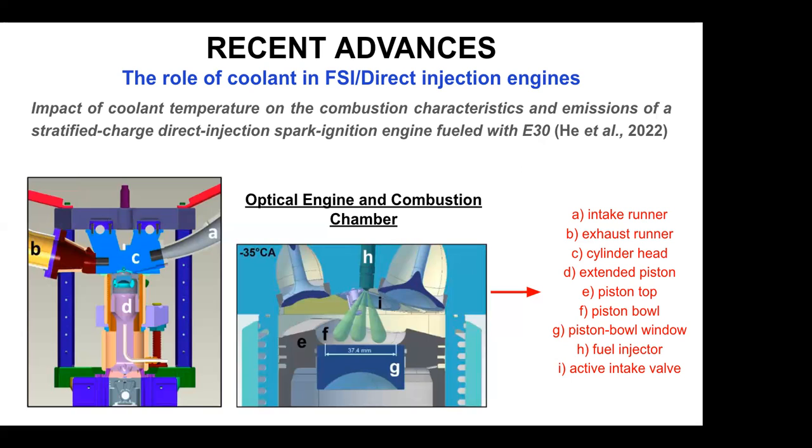The cross-sectional schematic of the optical engine and its combustion chamber is shown in a figure in this slide, which is comprised of intake runner, exhaust runner, cylinder head, extended piston, piston top, piston bowl window, fuel injector, and active intake valve. Okay, next.